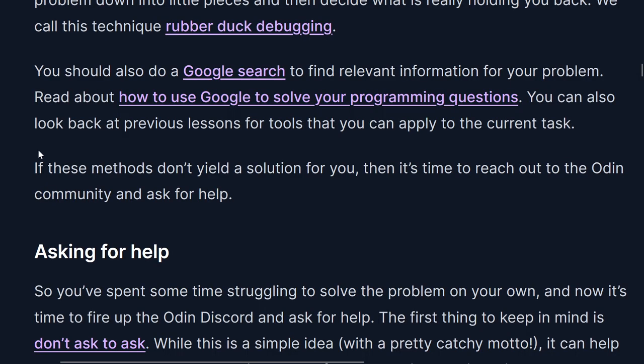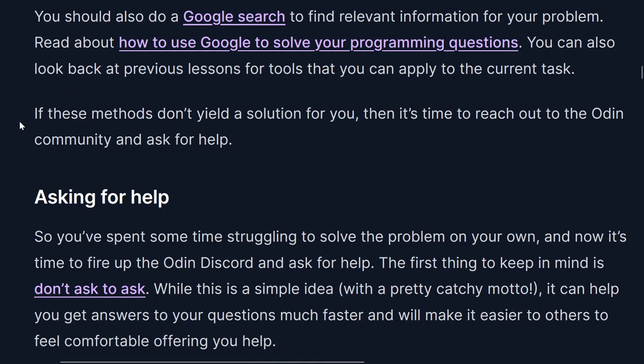You should also do a Google search to find relevant information for your problem. Read about how to use Google to solve your programming questions. Did I open this earlier or not? Let me see. Yeah, I did. You can also look back at previous lessons for tools that you can apply to the current task. If these methods don't yield a solution for you, then it's time to reach out to the Odin community and ask for help.